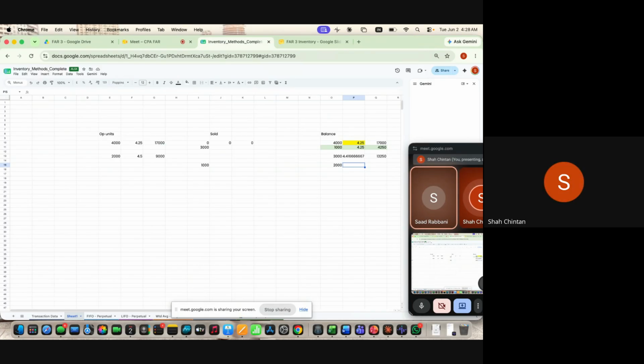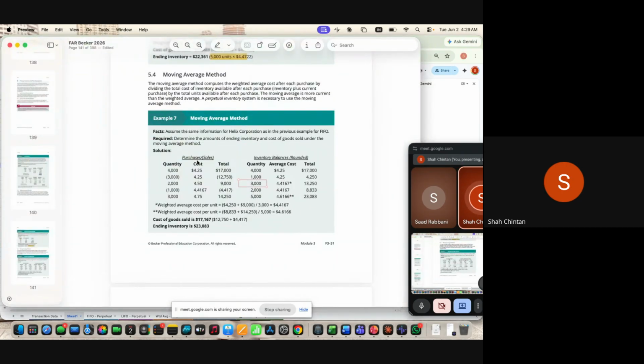4.416. Exactly. Why? Because I had a stock of 3000, and this is the valuation I'm using. I have not made any purchase, so my average is not going to change. I have just made a sale, so I'm going to use the same rate, and my valuation of inventory right now becomes 8833. Okay, any doubt till here?